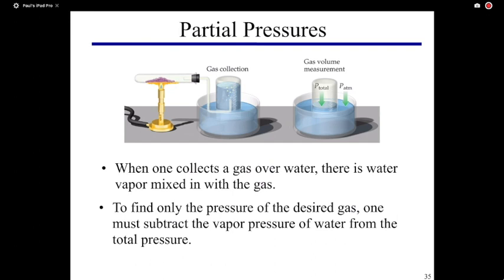Okay? Well, you're collecting over water. Water evaporates. And so what you have is a little bitty, tiny bit of water pressure inside that volume that you have to account for. Now, water is kind of cool because we know at any temperature how much water pressure is coming off. So we can look on a table if we measure the temperature of the water. The temperature of the water will be exactly the temperature of the gas because it is cooled to that temperature.